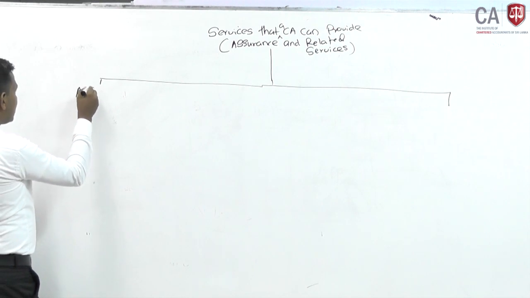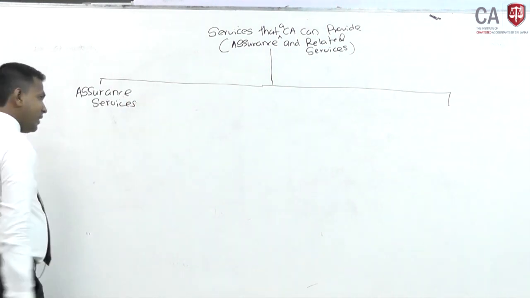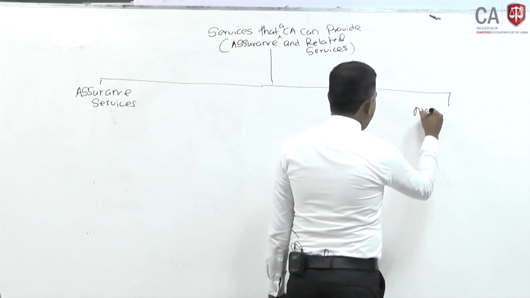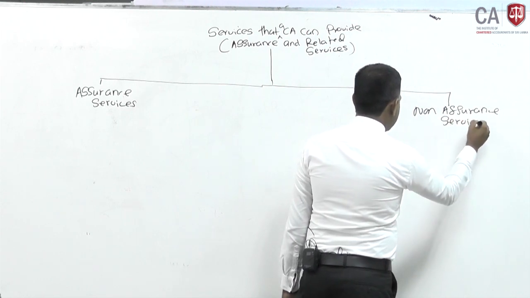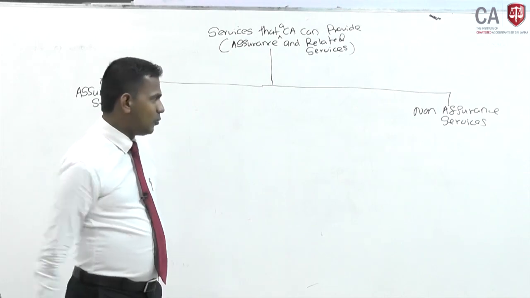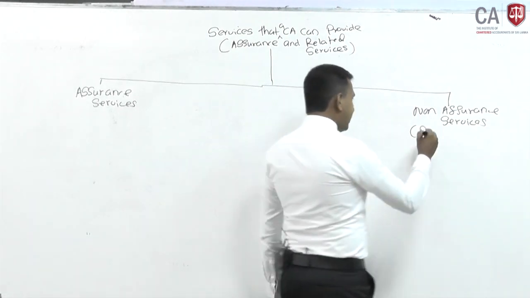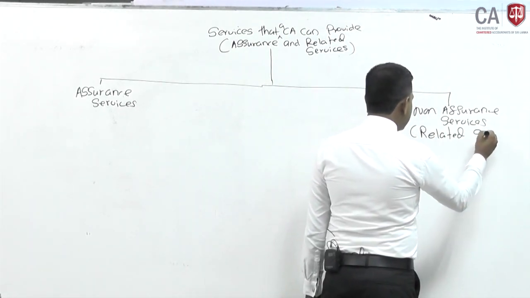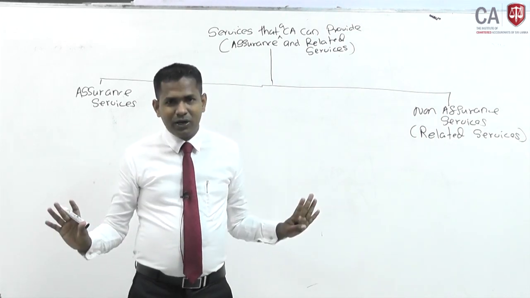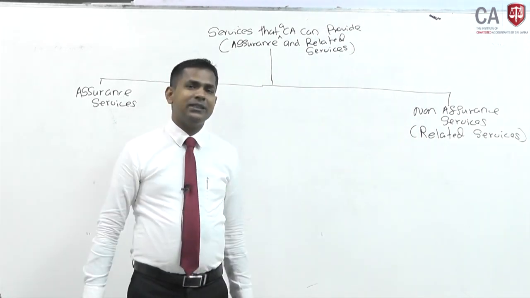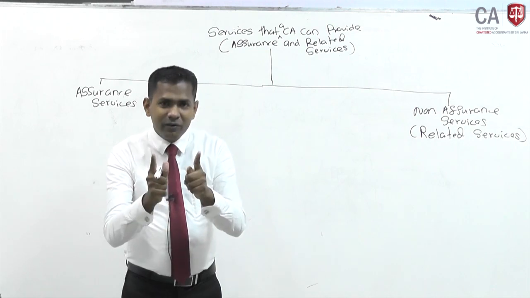One is called assurance services, right? And second, non-assurance services. Clear? Step by step, very clearly we must go. Otherwise, this non-assurance work, we call by a different name called related services. Now you come to one definition. If anywhere in your examination or in your study text it talks about related services, it means where the practicing chartered accountant does not give an assurance.